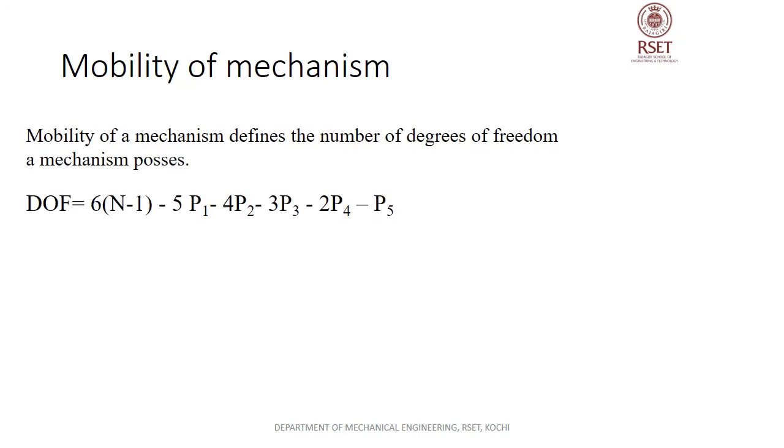So we know that a link in space, if you consider three mutually perpendicular axes, can have three kinds of motion. That is, it can move along the x-axis, y-axis, and z-axis. As shown in the figure, you can see that this link can move along the x-axis, y-axis, and z-axis. Also, this link can rotate about the x-axis, y-axis, and z-axis. So in total, 3 translations and 3 rotations are possible. So 6 degrees of freedom are possible for this link in space.